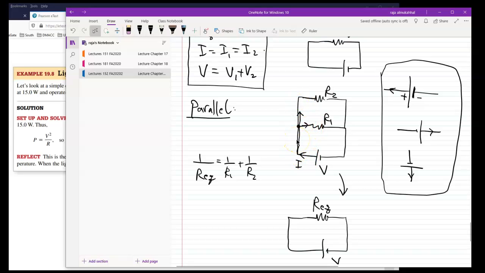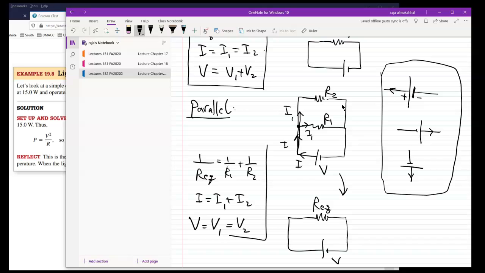So if this is I right here, and this is I1, and this is I2, what will happen is that I is equal to I1 plus I2. Make sense? So basically you sum the currents to get the original current. However, the voltage across the battery is the same as the voltage across resistor 1, and it's also equal to the voltage across resistor 2. So here we have V is equal to V1, and it's also equal to V2, okay? And so these are the 3 laws for the parallel arrangement. Got it? Okay, let me give you an example.